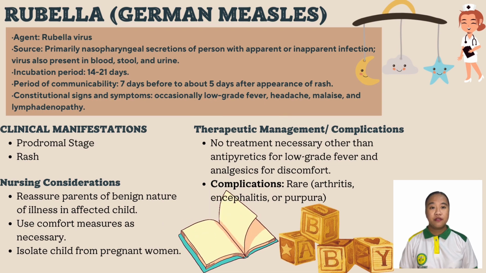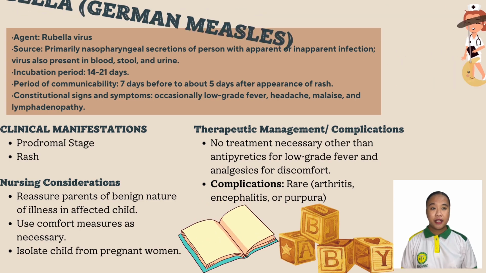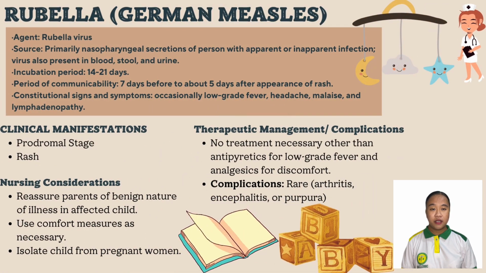Rash first appears on face and rapidly spreads downward to neck, arm, trunk, and legs. By end of first day, body is covered with discrete pinkish red maculopapular exanthema. This appears in same order as it began and is usually gone by third day. Therapeutic management and complications. No treatment necessary other than antipyretics for low-grade fever and analgesics for discomfort. Complications: rare, arthritis, encephalitis, or purpura. Most benign of all childhood communicable diseases, greatest danger is teratogenic effect on fetus.